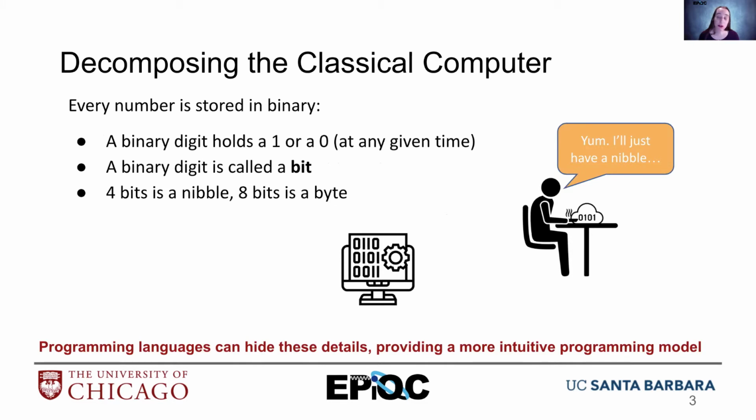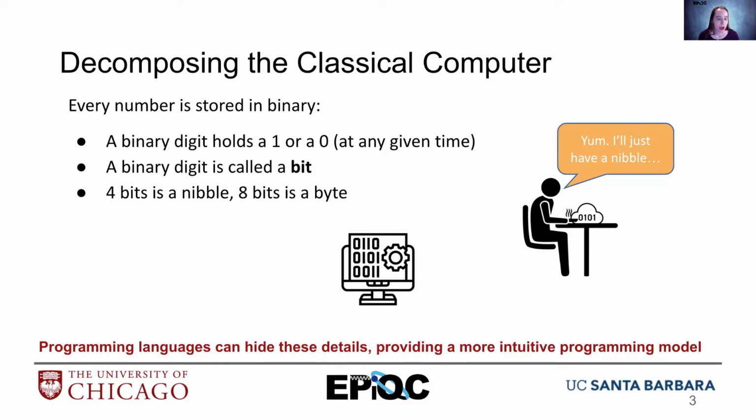And all of those numbers are in fact stored in binary. A binary digit holds a 1 or a 0 at any given time, and that binary digit is called a bit. Eight bits is a byte. So when you hear about the capacity of a hard drive or of memory, all of that is in 8-bit chunks, a byte. And just for fun, 4 bits is a nibble, but that's rarely used.